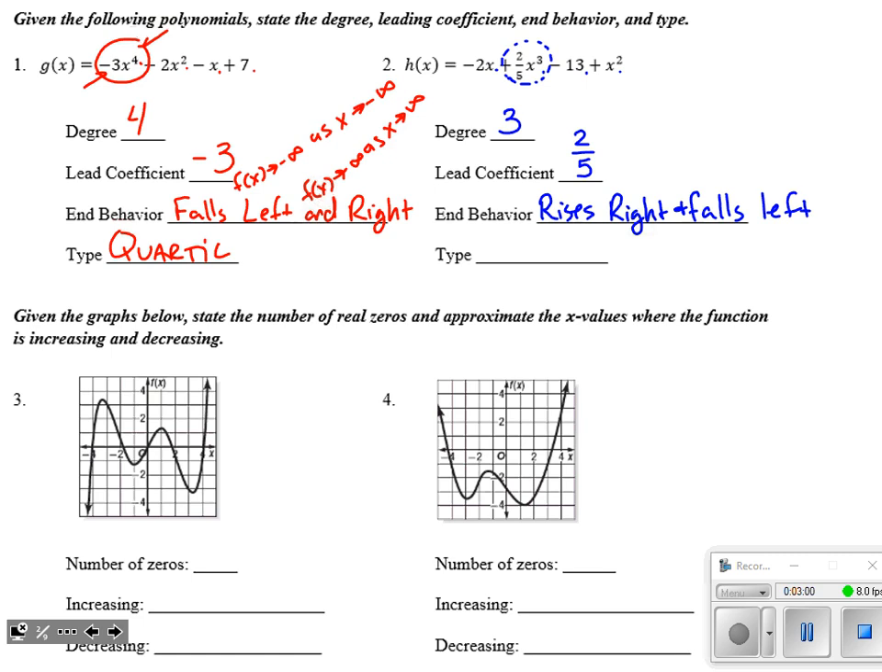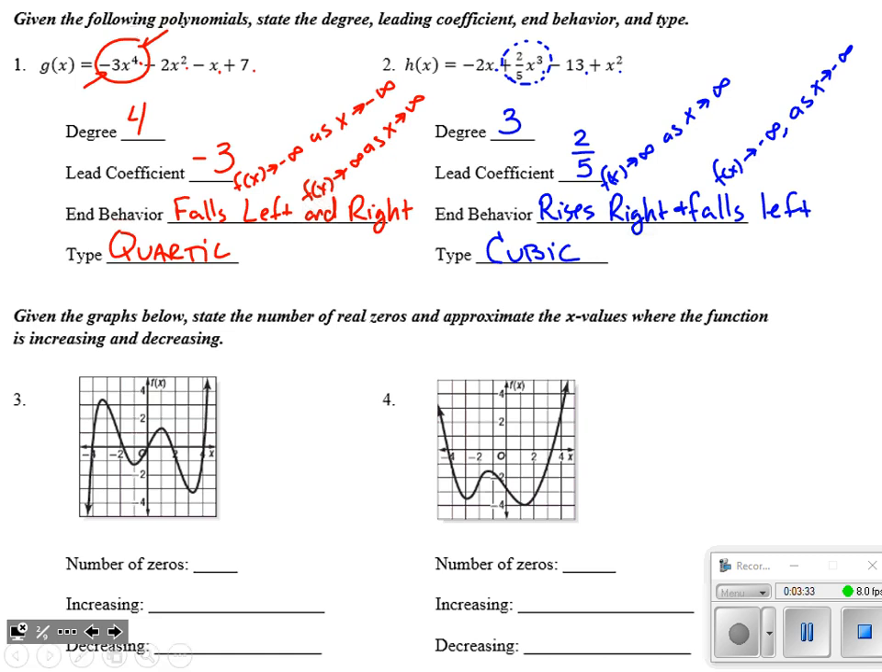Okay, again, we could say that f of x, the height, approaches infinity as x approaches infinity. That's our way of saying rises right. And f of x, it's falling, so approaching negative infinity as x approaches negative infinity to the left. Again, that would be another extra credit point if we take the time to learn that language. All right, and if it's third degree, that is a cubic function. We do have a special name for that. So there we have it.